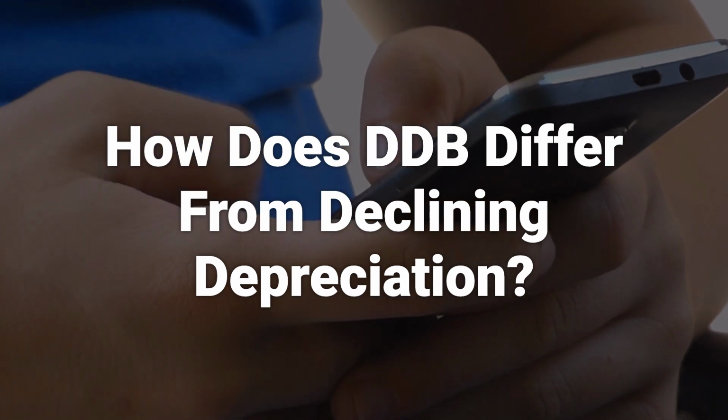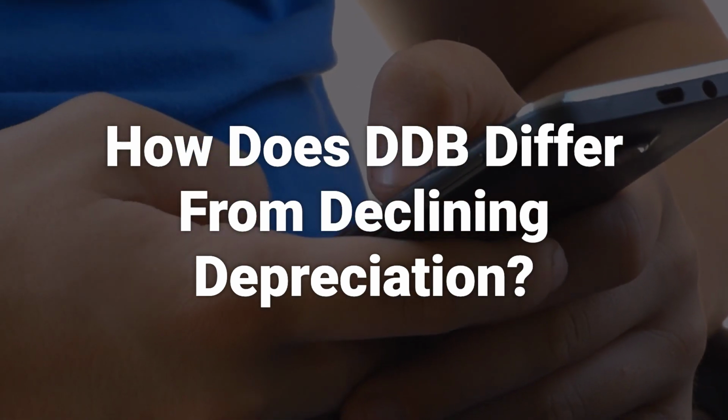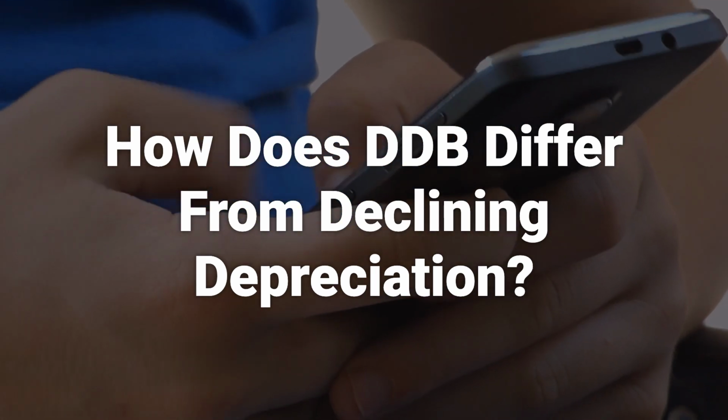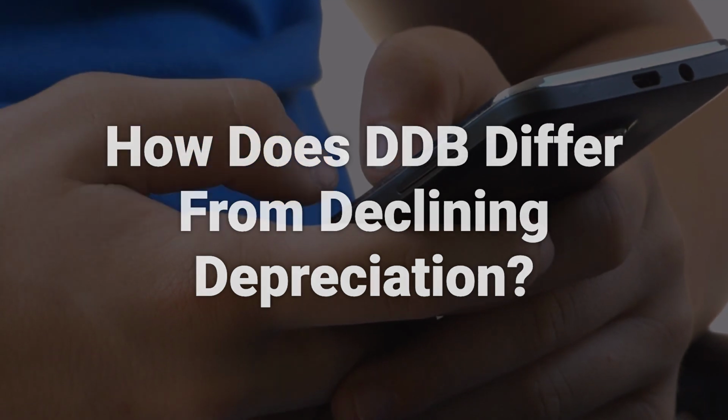Both DDB and ordinary declining depreciation are accelerated methods. The difference is that DDB will use a depreciation rate that is twice the rate used in standard declining depreciation.